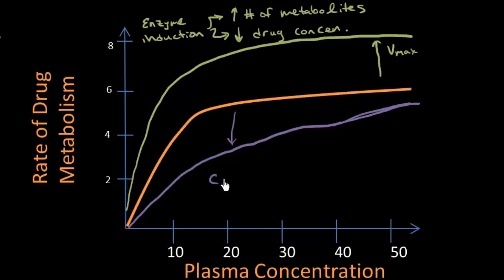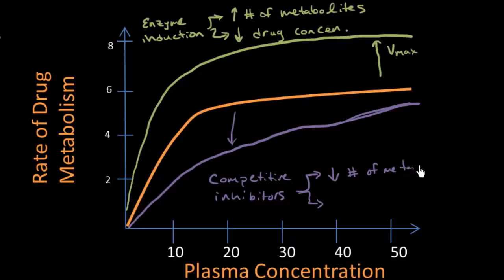So let's write competitive inhibitors. And let's see what the two consequences are. So with enzyme inducers, we saw, if I'm increasing the rate of metabolism, I'm going to make more metabolites. With competitive inhibitors, it's exactly the opposite. I'm decreasing metabolism, so therefore I'm going to make less metabolites. Decreased number of metabolites. Now this can be a good thing or a bad thing.